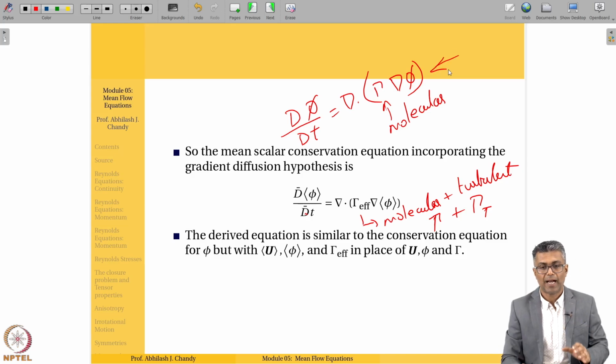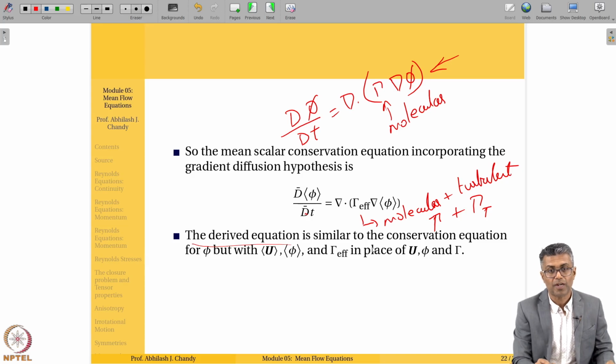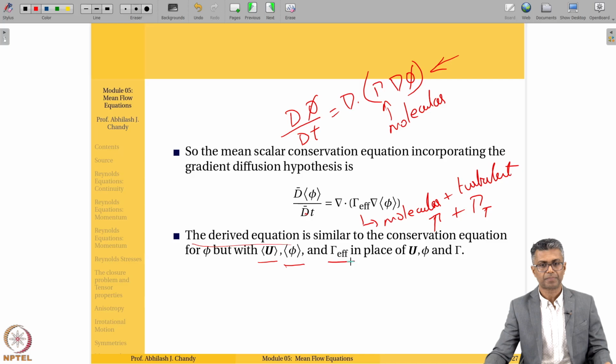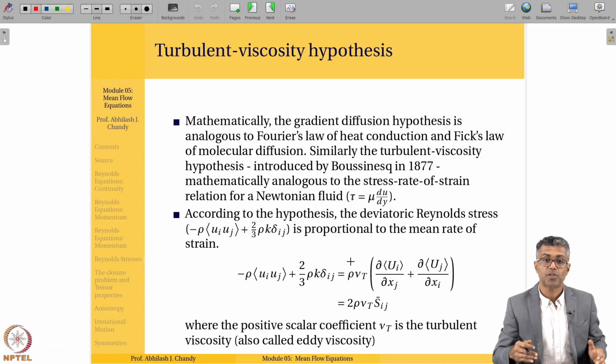Now you have it in terms of a new diffusivity. So that's what we mean. The derived equation is similar to the conservation equation for phi, except now you have replaced u with u mean, you have replaced phi with phi mean, and you have replaced gamma with gamma effective. I hope that is clear. So that takes us to the turbulent viscosity hypothesis.